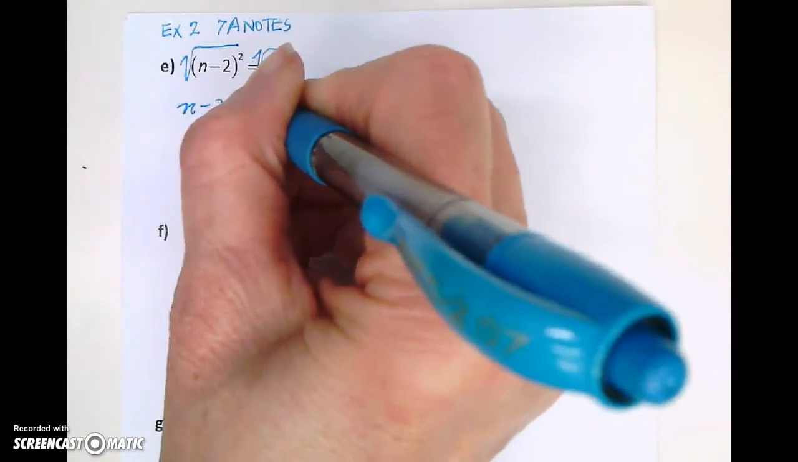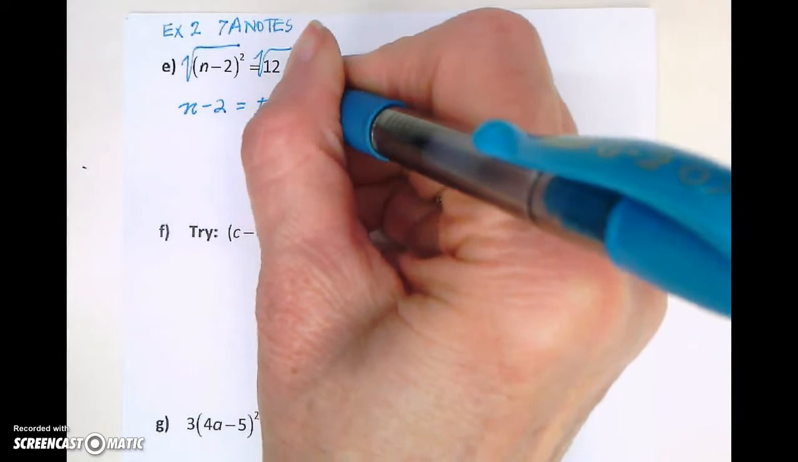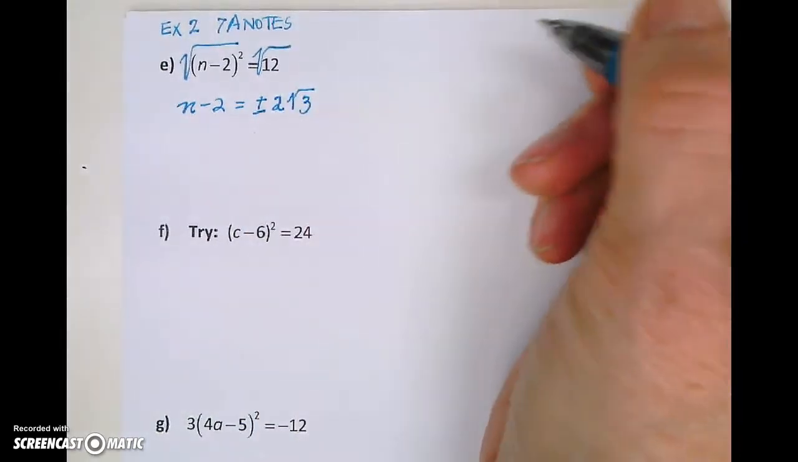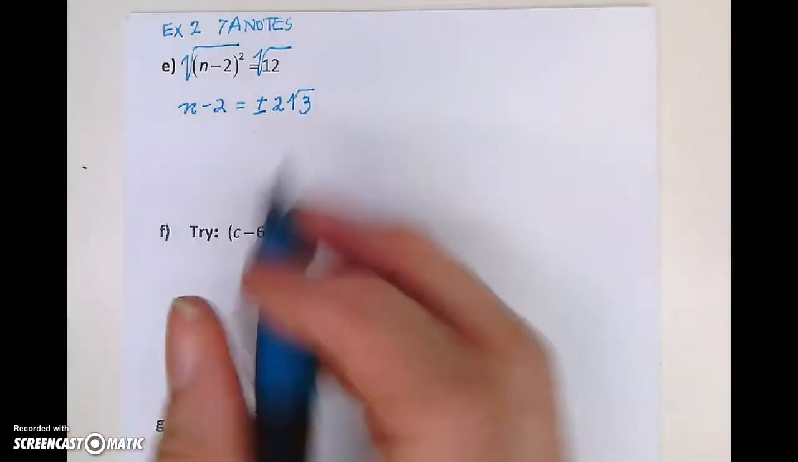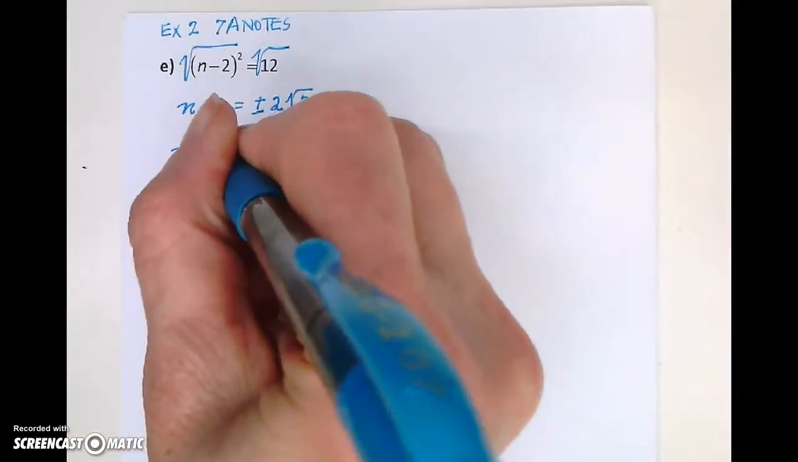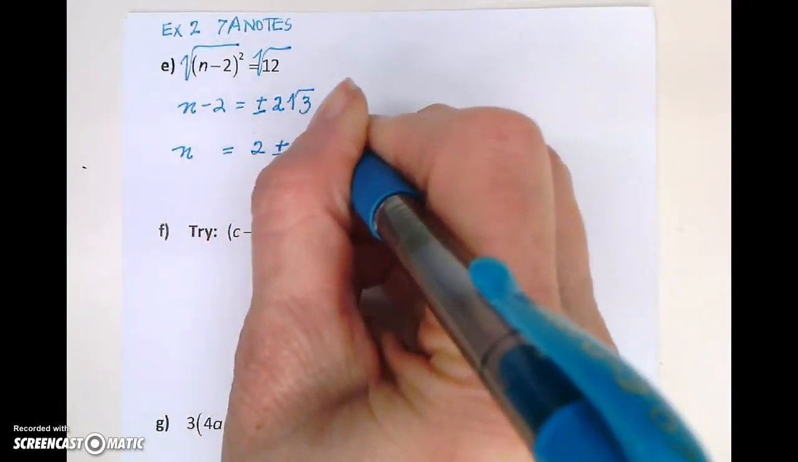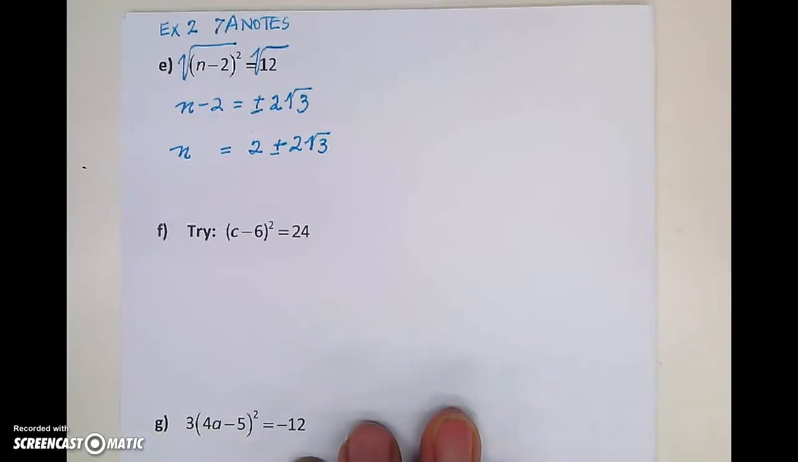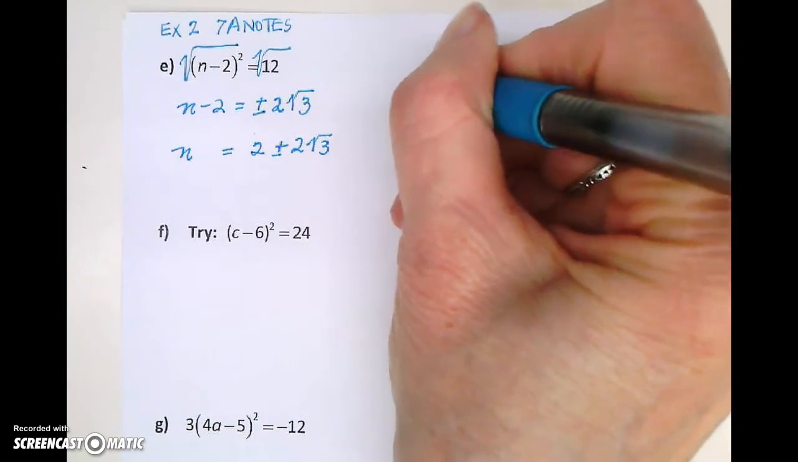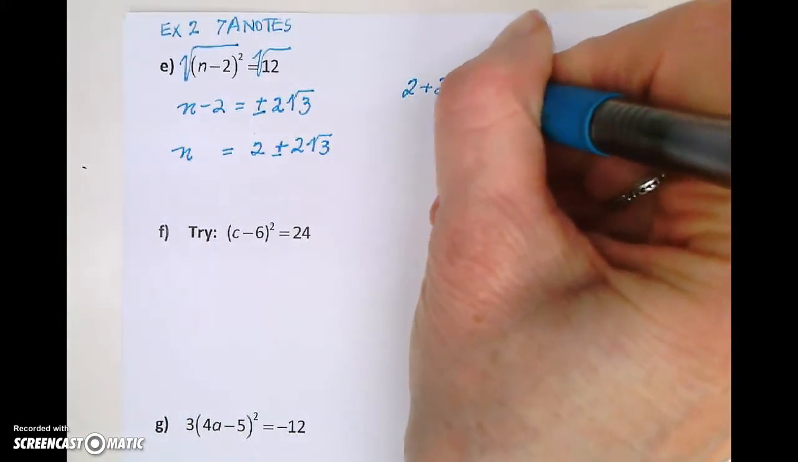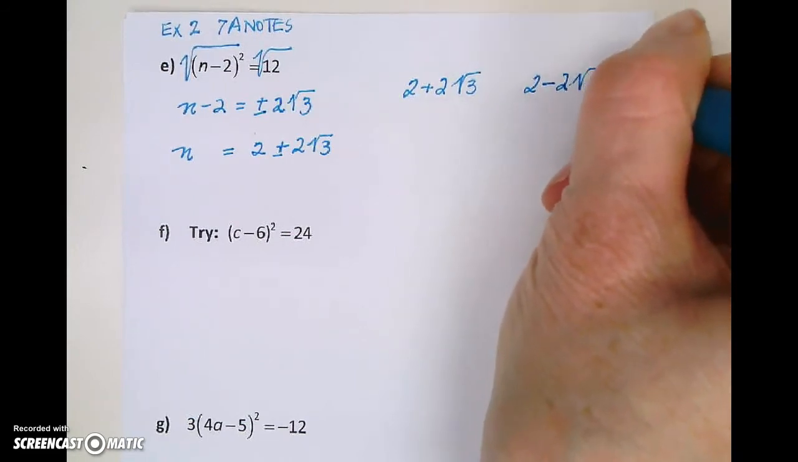We'll get plus or minus, remember that, the square root of 12, which will simplify into 2 radical 3. So we'll simplify that. Then to finish up, we just need to move our 2 over, and we'll have n is equal to 2 plus or minus 2 radical 3. So again, that gives us two answers. One of our answers is going to be 2 plus 2 radical 3, and our other answer is going to be 2 minus 2 radical 3.